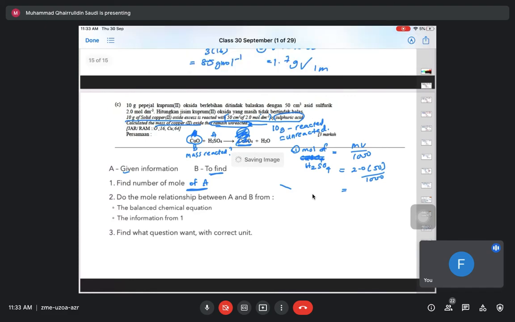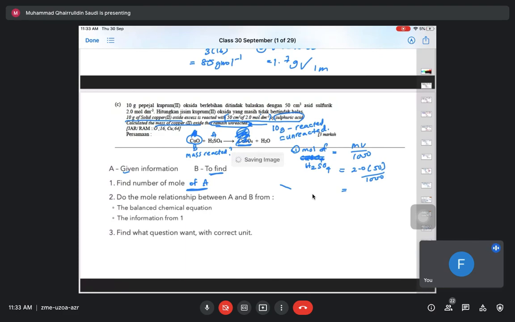0.1 mole. That is 1 mark. Okay, next one, number 2. Do the mole relationship between A and B. From the balanced chemical equation, berapa number of mole of A? 1 mole. Okay, good. 1 mole of H2SO4 react with berapa mole B? 1 mole. Good. 1 mole of copper oxide. That is the first sentence.